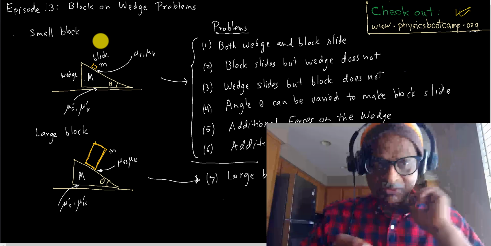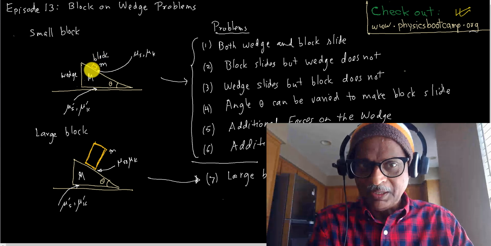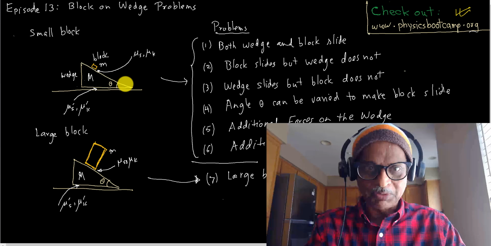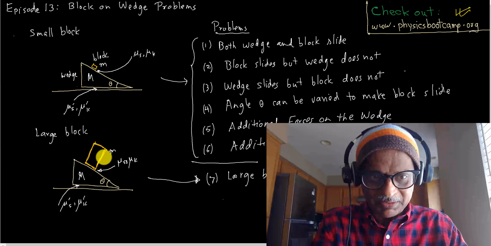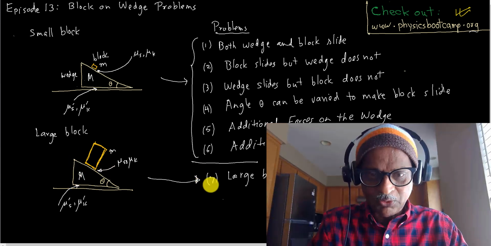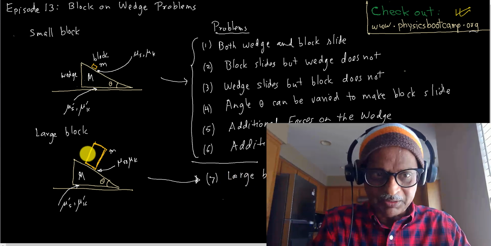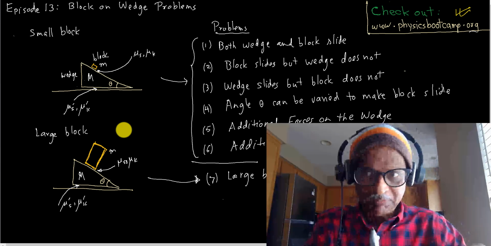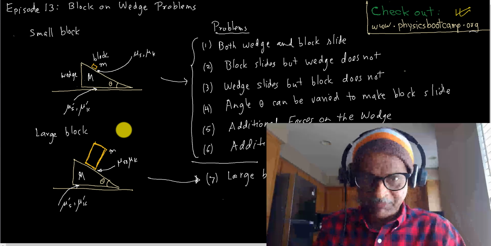In a small block problem, the block can be on the wedge. There's a wedge, and there can be a whole bunch of different types of problems. We're going to just do a small block, but just for the large block, it's illustrated over here. You can have a phenomenon called the block tipping over. The block kind of tips over. So that's really a new thing, and the question would be when the block will tip over.